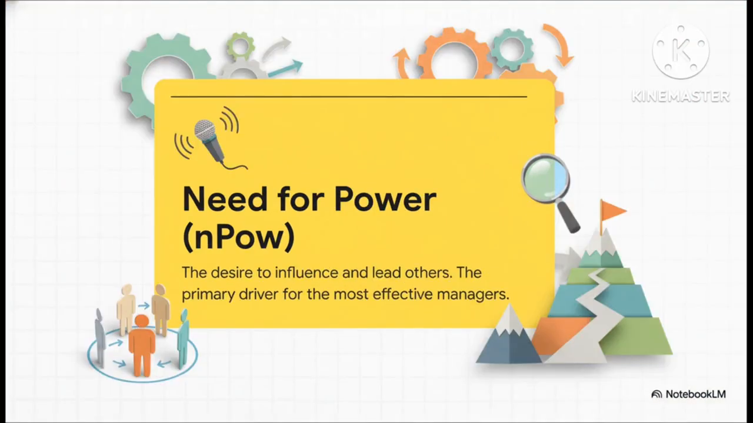And number 3 is the need for power, or NPOW. Now, I know power can sound like a dirty word, but McClelland saw it as the desire to have an impact and to influence others. A healthy need for power isn't about dominating people. It's about wanting to coach, guide, and lead a team to a shared victory. This is the main driver you see in the most effective managers.